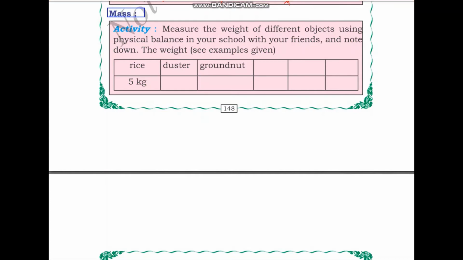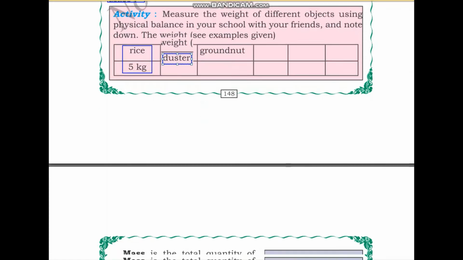In this activity, they have asked us to weigh different objects in your school and mark their weights here. So they have given an example. There is rice that is 5 kilograms. Similarly, you can find out the weight of other objects like a duster, and so on.